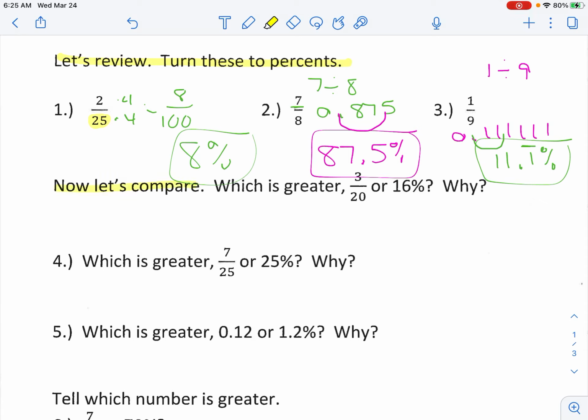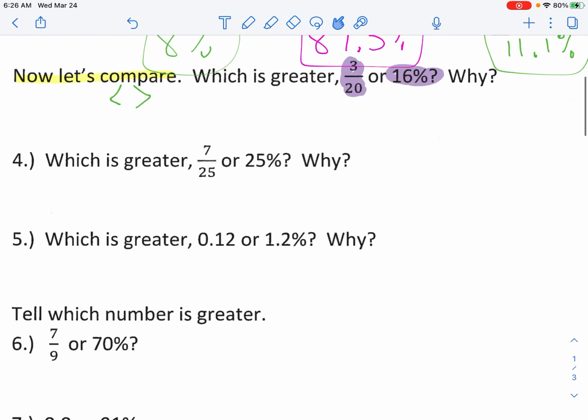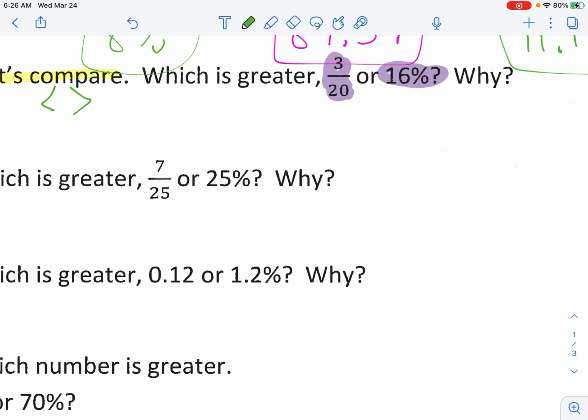Next set of directions. Now let's compare. Remember, comparing numbers means tell which one is less than or greater than. So which is greater? Let me find a different color. So we're looking at 3/20ths or 16%. Which is greater, 3/20ths or 16%?